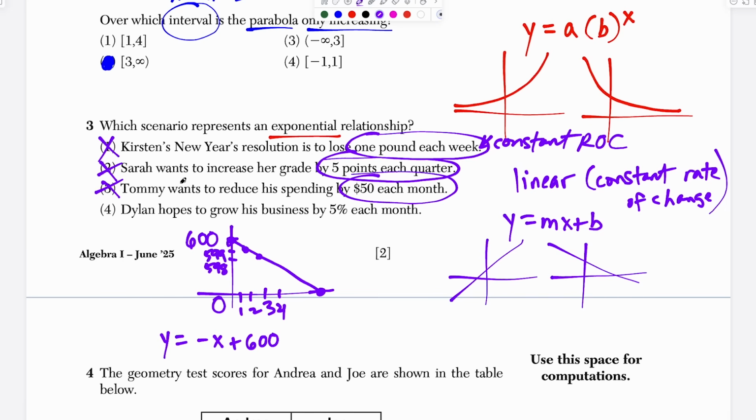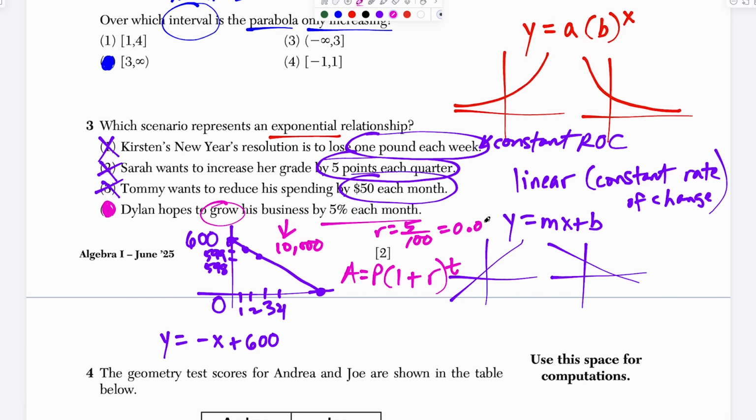And now finally 4 is the one that's different. And it has to be our answer because of process of elimination, but you see how it's different. Dylan hopes to grow his business by 5% each month. And if I had to actually write an equation out for this, let's say his business right now is worth $10,000. So the formula we would use is A equals P times 1 plus or minus R, but he wants to grow his business, so plus R, to the T power. And here R is equal to 5%, which is 5 out of 100, which is equal to 0.05.